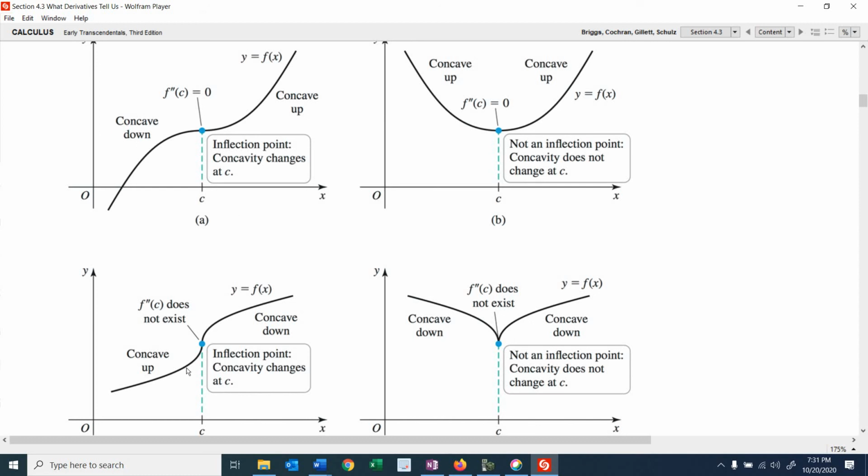Another possibility is that an inflection point can occur at a place where the second derivative does not exist. You can see in this example, it's concave up here, and then it's concave down here. At this point in the middle where it changes concavity, the second derivative doesn't exist.